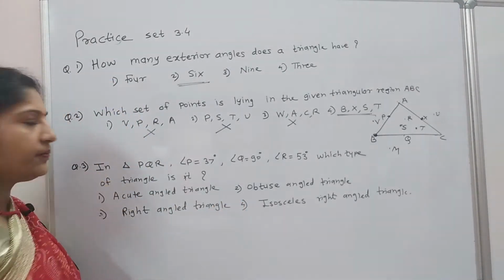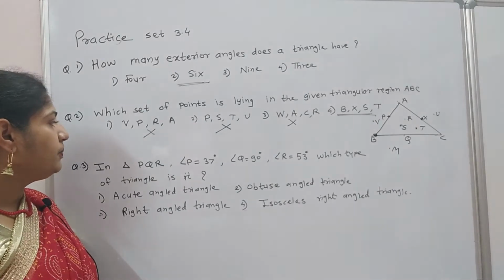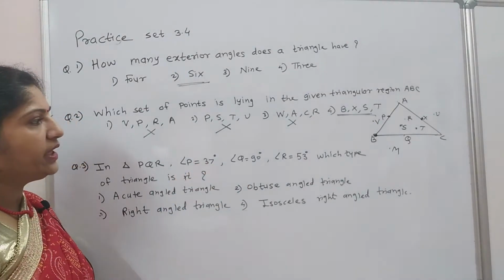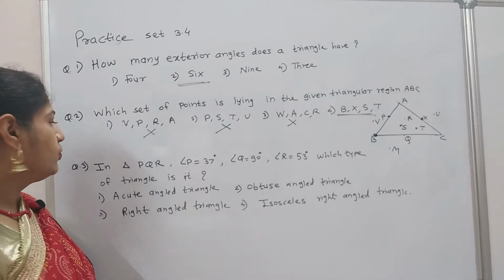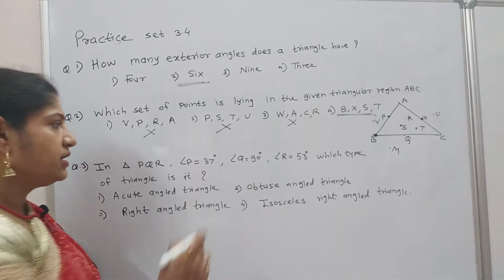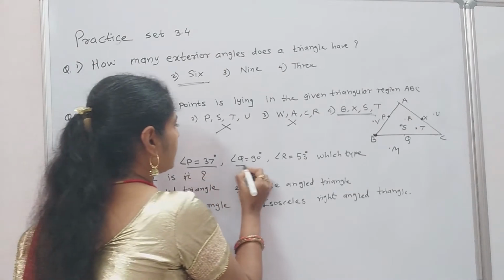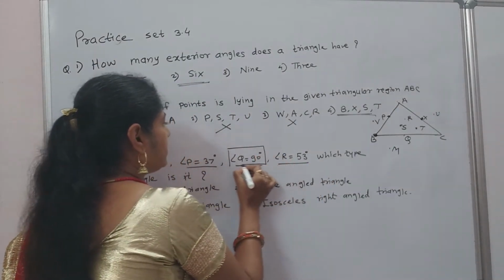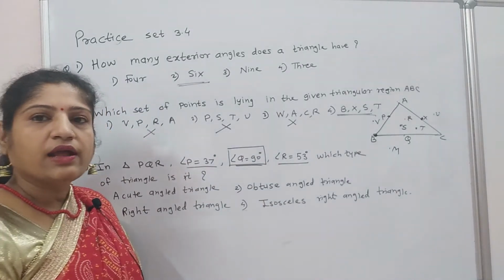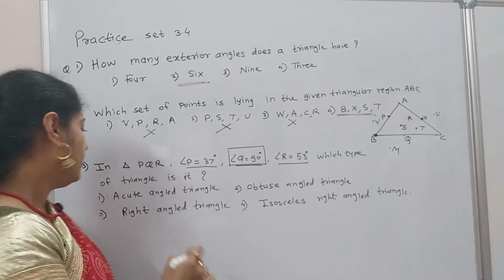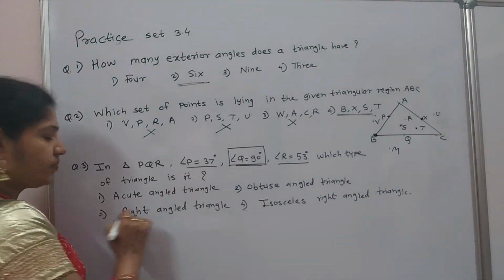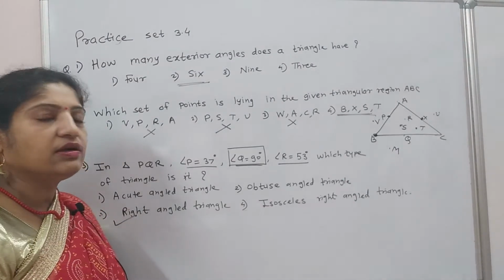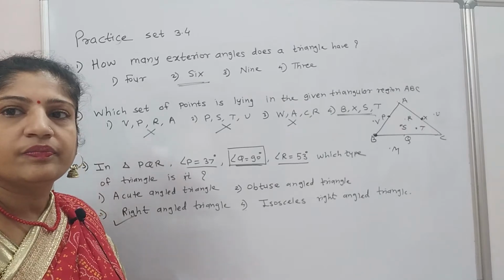Question number 3. In triangle PQR, angle P is 37, angle Q is 90, angle R is 53. Which type of triangle is it? See these 3 measurements of the angles. Angle Q is 90 degrees. So the triangle is a right angle triangle. If one angle is a right angle, then the triangle is a right angle triangle.